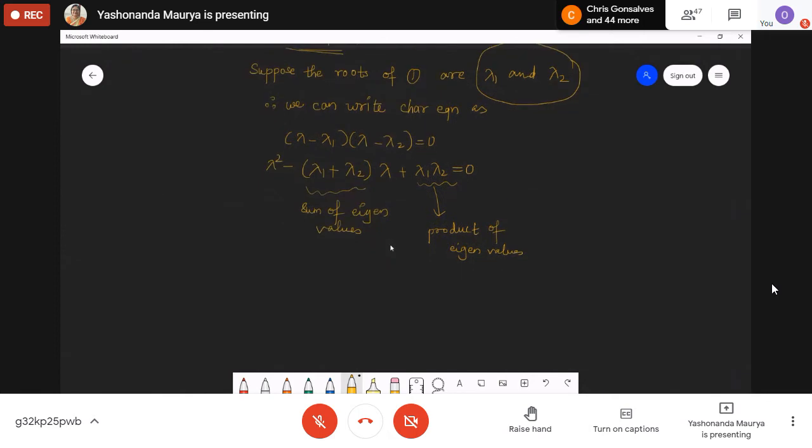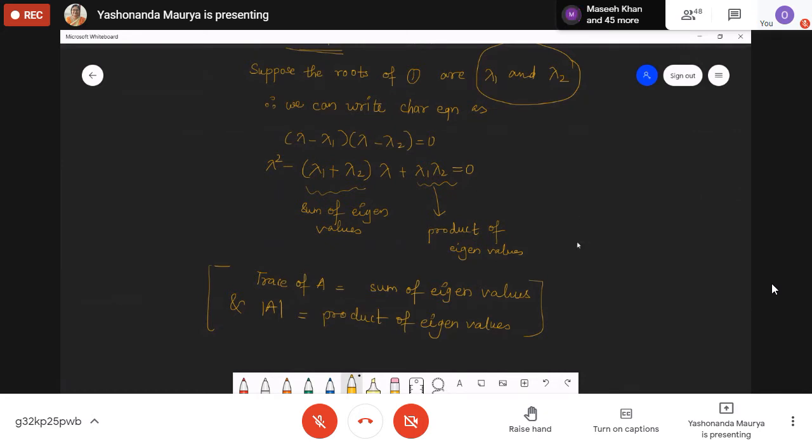So when we compare, what we obtain is that the trace of A is the same as the sum of eigenvalues, and the determinant of A is the same as the product of eigenvalues. This is a very important result as far as various competitive exams are concerned. This particular concept is very much used. They will give us problems based on this, and we can solve them.